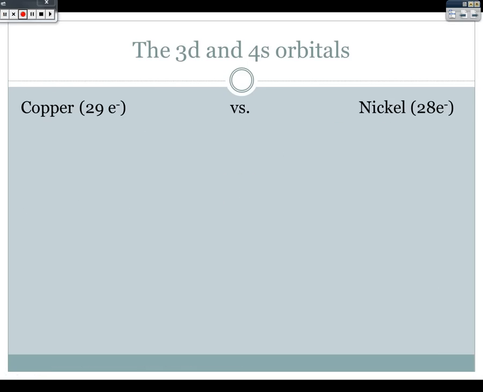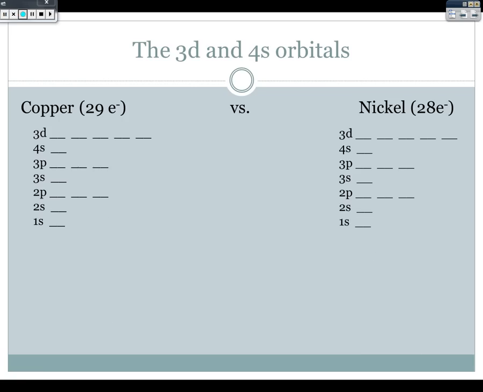So copper has 29 electrons versus nickel, which only has 28. If I fill in their electrons, I'm going to count out my electrons. 1, 2, 3, 4, 5, 6, 7, 8, 9, 10, 11, 12, 13, 14, 15, 16, 17, 18, 19, 20, 21, 22, 23, 24, 25, 26, 27, 28, 29. Okay? There's my 29th electron. Now you'll notice I am only 1 electron away from having a full 3d orbital, which would be very, very stable.